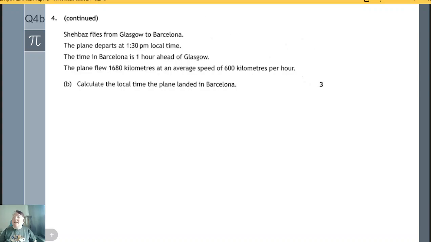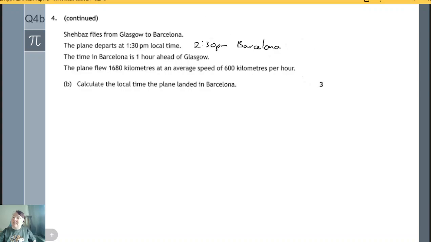Right, Shabazz flies from Glasgow to Barcelona. The plane departs at 1:30 p.m. local time. Barcelona is 1 hour ahead of Glasgow. So right away, I'm going to change that 1:30 p.m. to 2:30 p.m. Barcelona because we know that this is going to involve conversion.